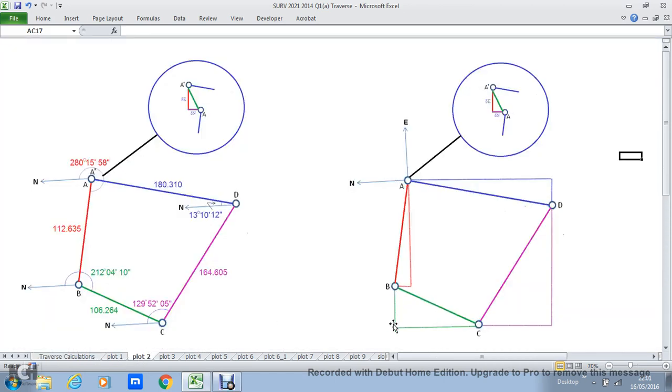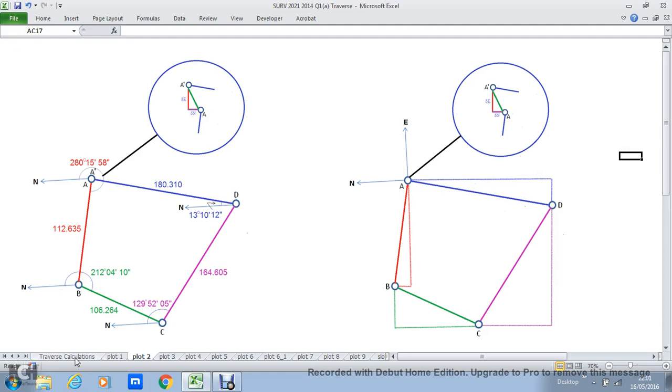And likewise, it's the same for the other lines here in green. That's the partial coordinate in the easting direction. That's the partial coordinate in the northern direction. I'm moving the cursor on it. And likewise for the line CD, when you resolve it, that's the partial coordinate in the northern direction. That's the partial coordinate in the easting direction. For the line D to A, that's in the easting direction. That's in the northern direction.